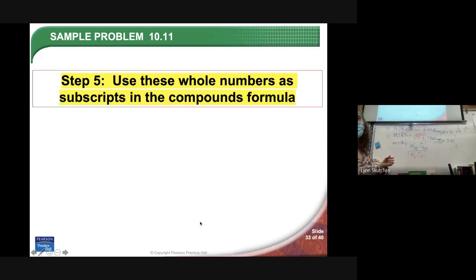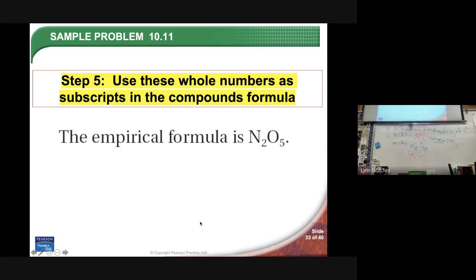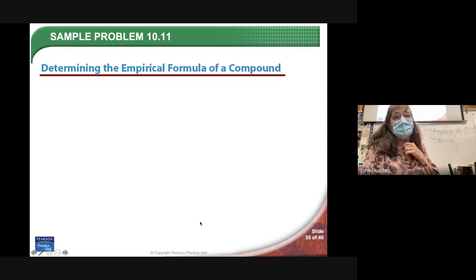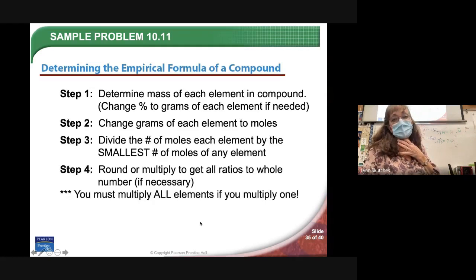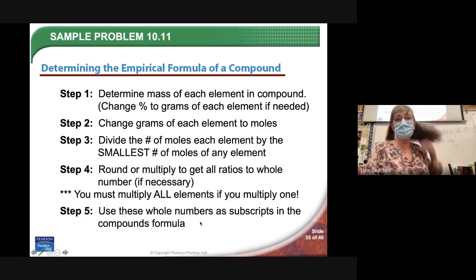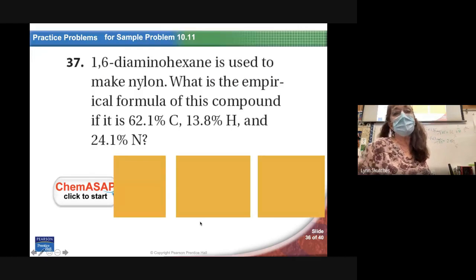Okay, so what did that get us? That got us what's called an empirical formula. Sometimes that's the formula of the real molecule. Sometimes that's the right number of atoms of each element. Sometimes you have to multiply it. So these are all the steps again. I'm not going to go through them. Hopefully you got them down. Okay. All right, let's try one on our own.